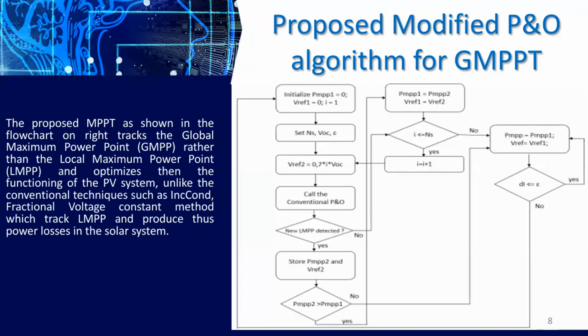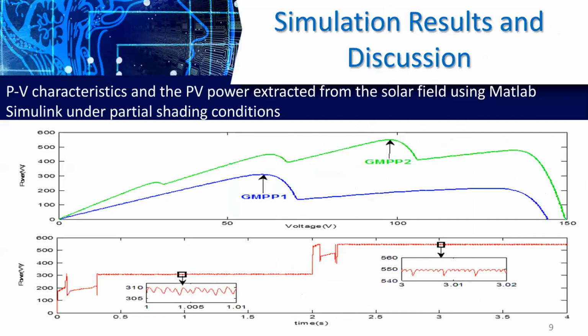So the main idea of this algorithm is to reduce the boundaries of searching the MPP points without sweeping all the characteristics, which reduces the consuming time of the algorithm and does not burden the processor. And this algorithm is able to track the global maximum power point and to boost the efficiency of the PV system. Here we show some simulation results using MATLAB simulating software.